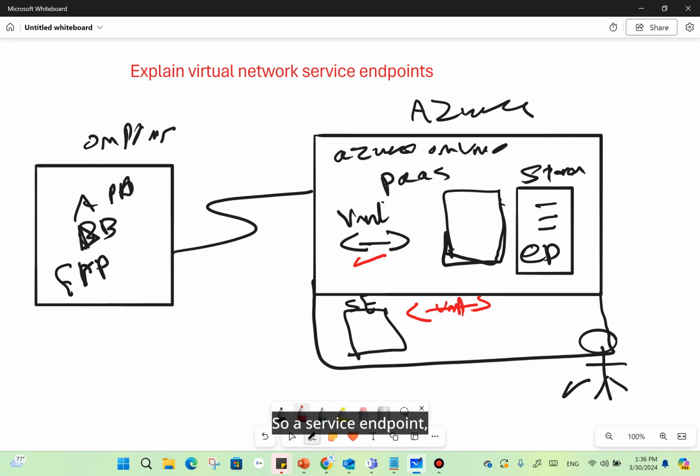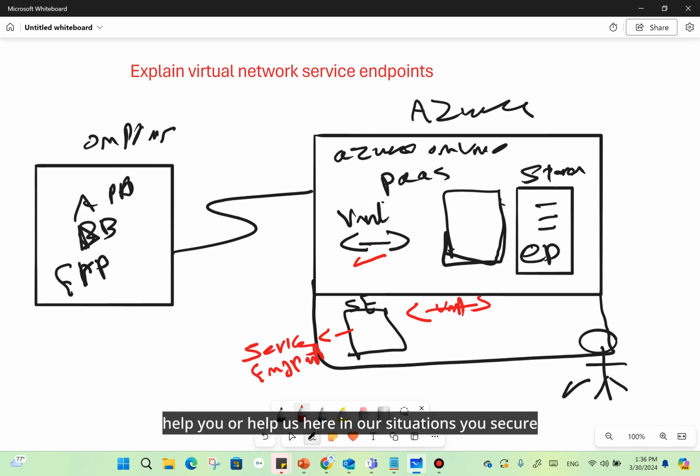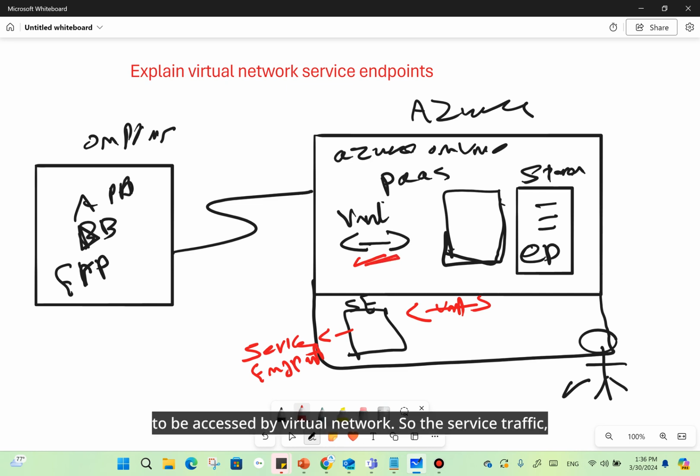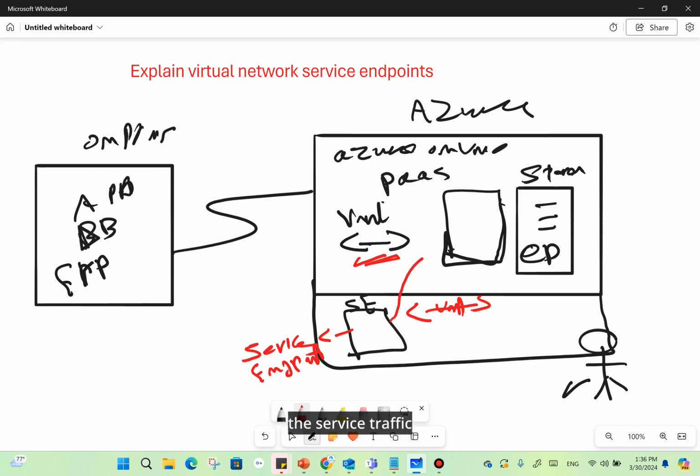So the service endpoint will help us here in our situation. You secure the Azure resource, like storage, to only your virtual network, to be accessed by the virtual network. So the service traffic will remain on Azure's backbone and doesn't go to the internet.